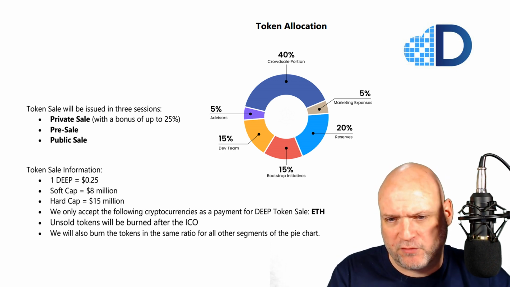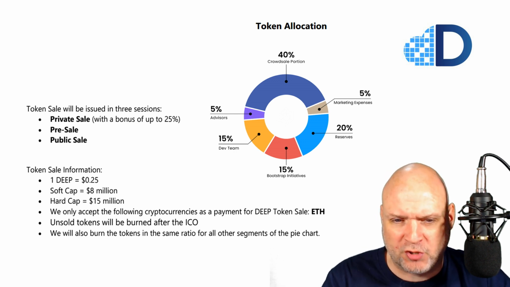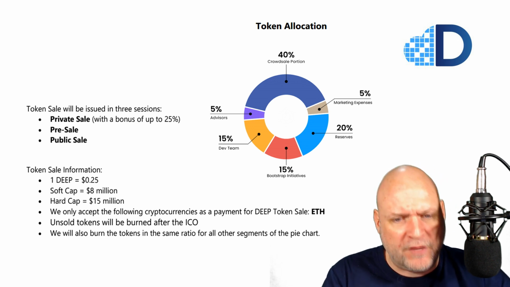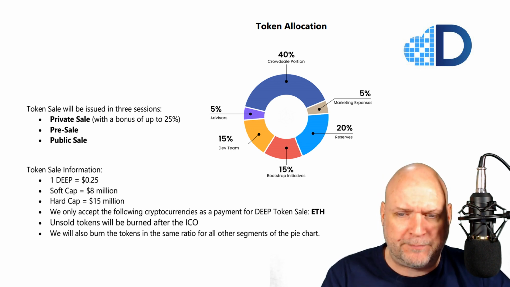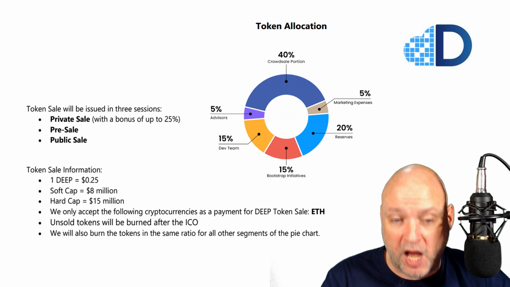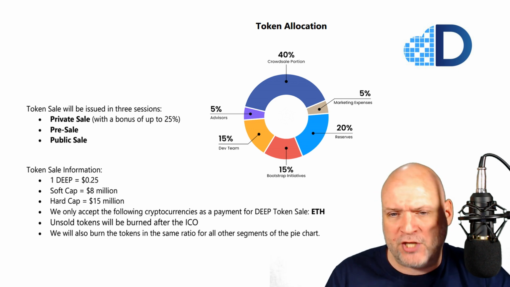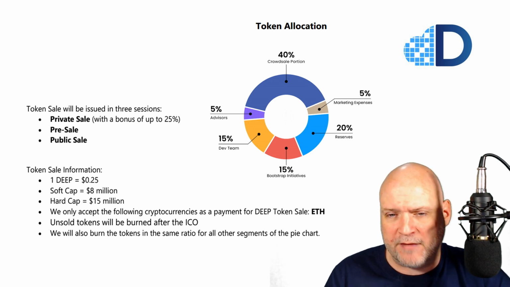The total amount of tokens, obviously, at 200 million gives this a hard cap of $15 million, which is fairly low. Soft cap's rather high at $8 million, though. But I think there's a lot of interest in this project, so they should be able to meet that. Now, they'll only be accepting Ethereum during the crowd sale. Unsold tokens will be burned, and they're also going to burn the same ratio in all other segments of the pie chart behind me as well to make it more fair.